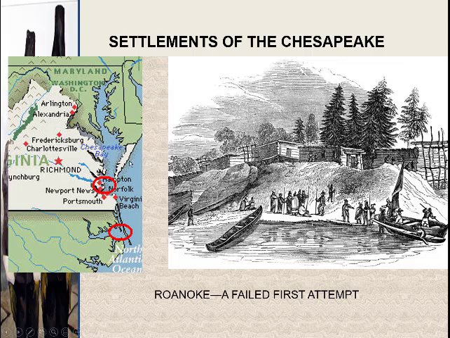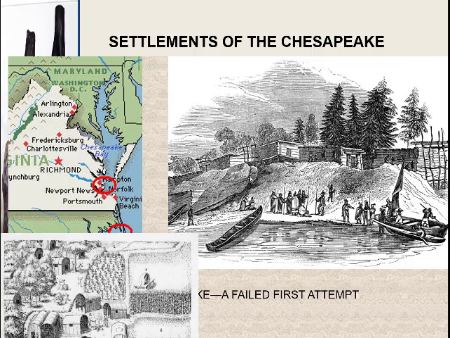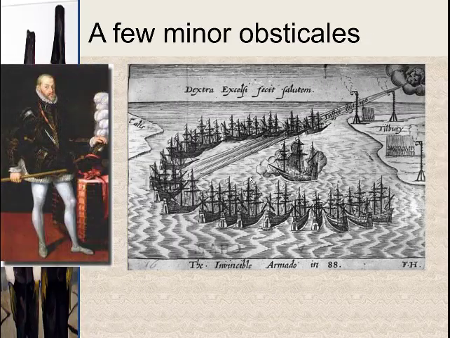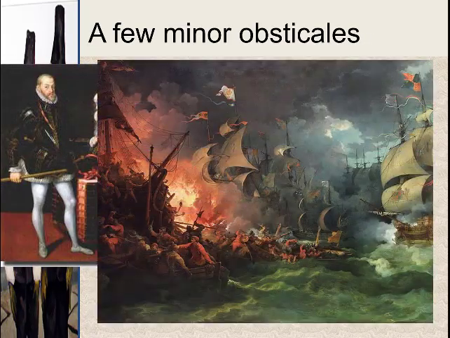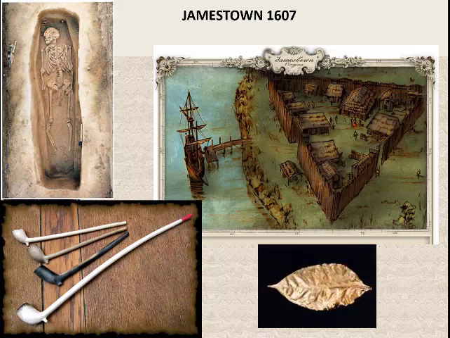So what that means is now the English need to try again. And so a few years later, a new colony is going to be built under the next guy in charge of England, King James. A new colony is going to be founded right here in Virginia. And that colony is going to be called Jamestown, named after King James. So we don't have to worry about these guys. This is the destruction of the Spanish Armada, all that stuff, right?